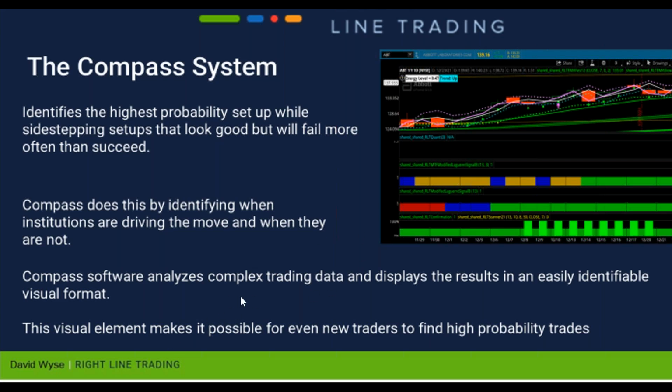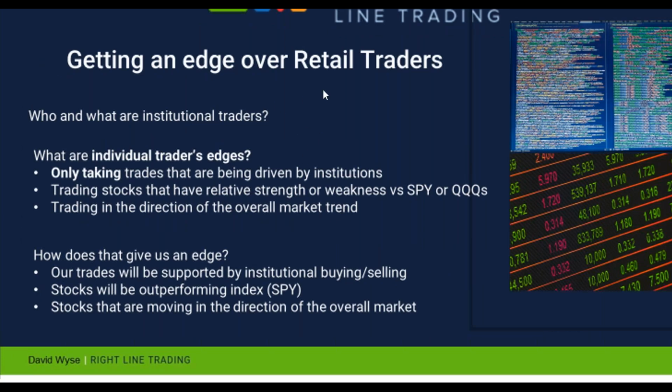All right, so again, it analyzes this data and displays it in an easily identifiable format. In other words, it's going to be identified in colors. This visual element makes it possible for even new traders to find these high probability trades. So this is the key to finding the setups that we need to trade. And how do we get an edge over retail traders? Well, we're only taking trades that are being driven by institutions. 99% of retail traders have no idea whether institutions are in the trade or not.